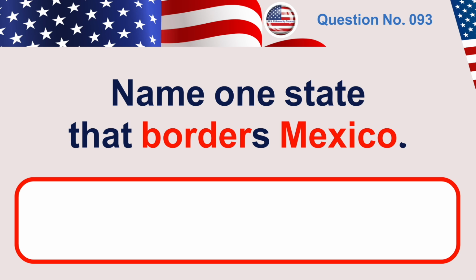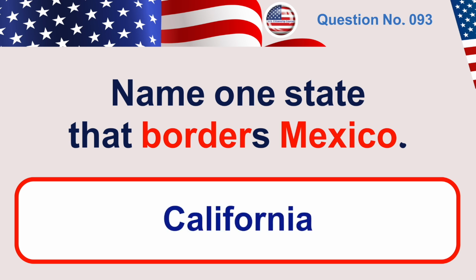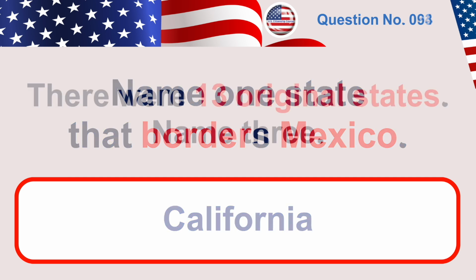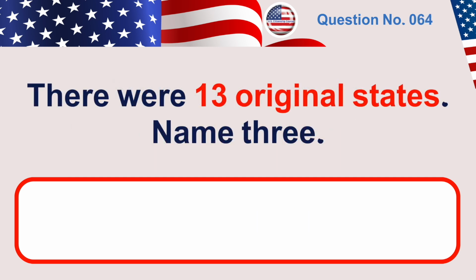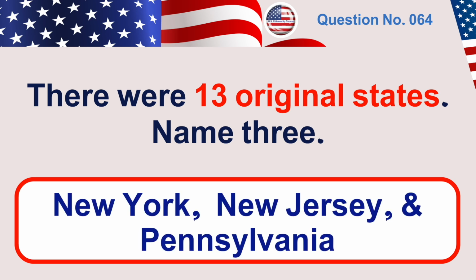Name one state that borders Mexico. California. There were 13 original states. Name 3. New York, New Jersey, and Pennsylvania.